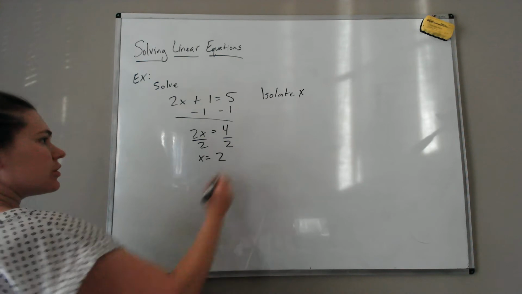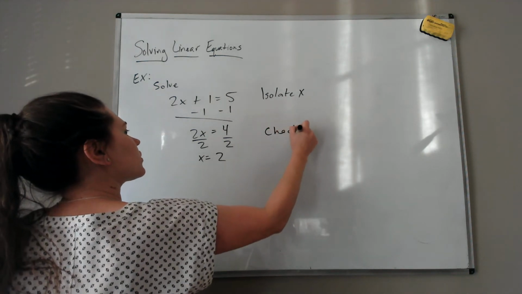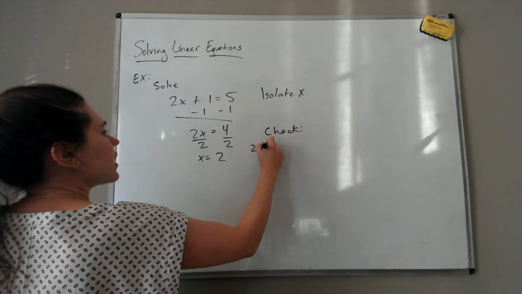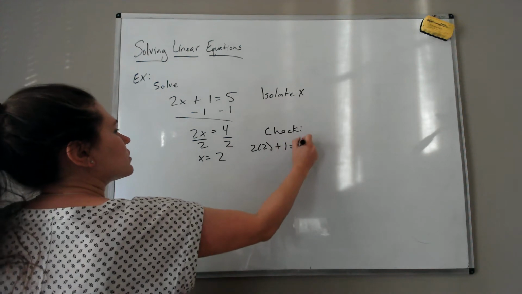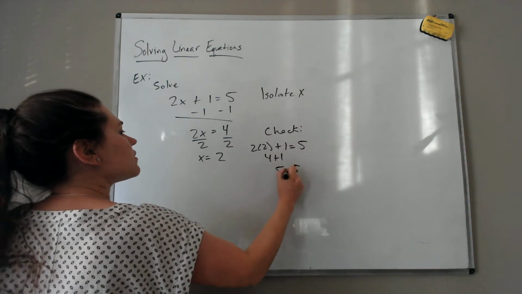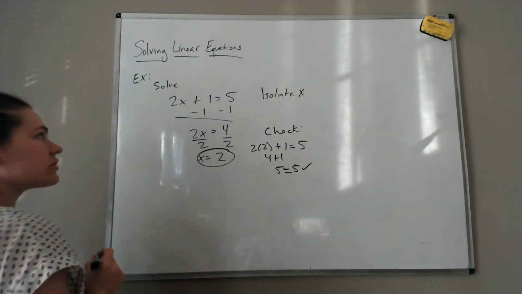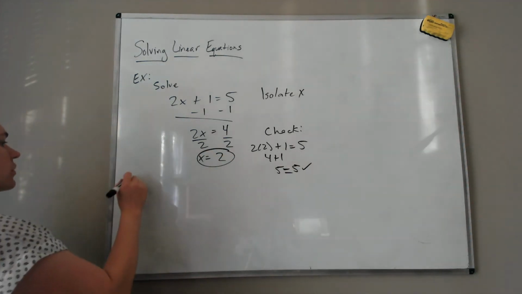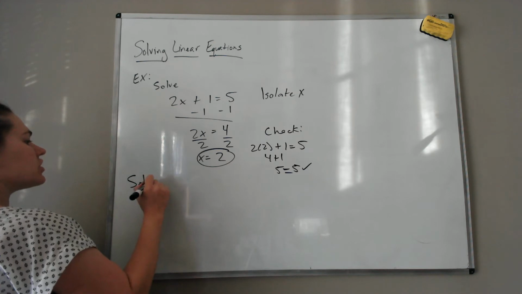So x equals 2, and remember you can always check your work by plugging it back in. 2 times 2 plus 1 equals 5. 2 times 2 is 4, plus 1 is 5, and 5 equals 5. So our answer is x equals 2. Now we're going to solve some linear equations.